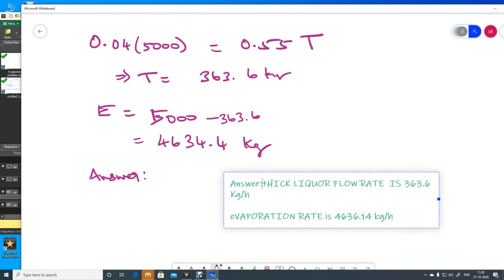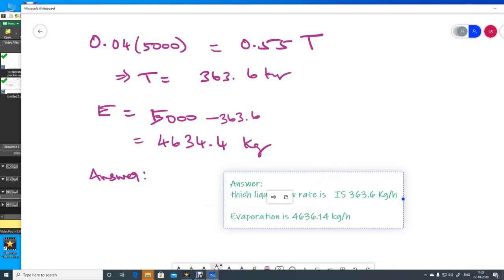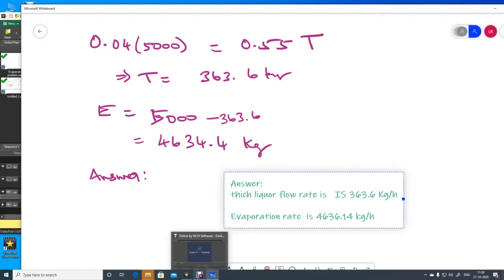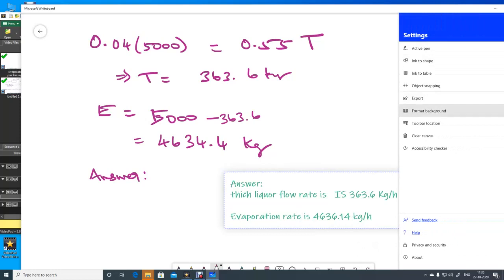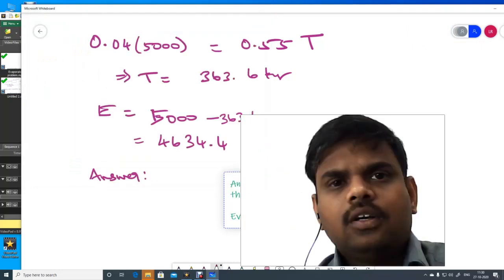So what we have done in this problem: a feed of 5000 kg per hour has a solid concentration of 4 mass percentage, and it has to be concentrated to 55%. We wrote the overall material balance and individual material balance. Overall, 5000 equal to T plus E, and we expressed E in terms of T as 5000 minus T. Then in the individual material balance, 0.04 into 5000 equal to 0.55 into T. On simplification, we got T. Once we got T, we substituted in E equal to 5000 minus T and got the answer.